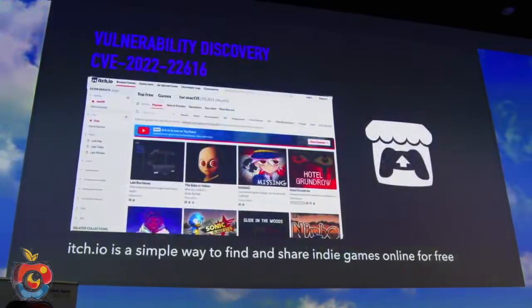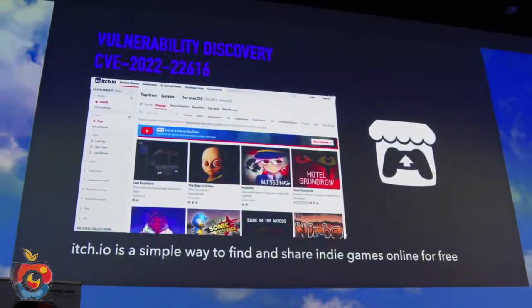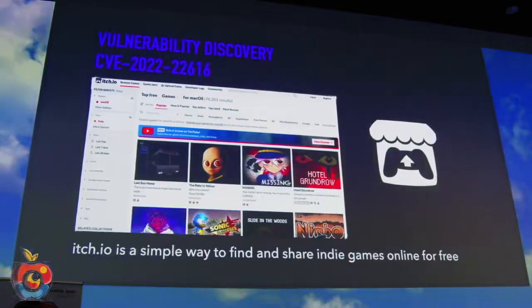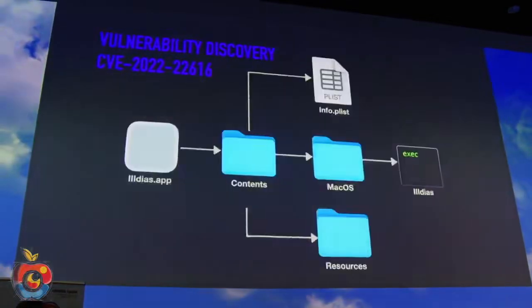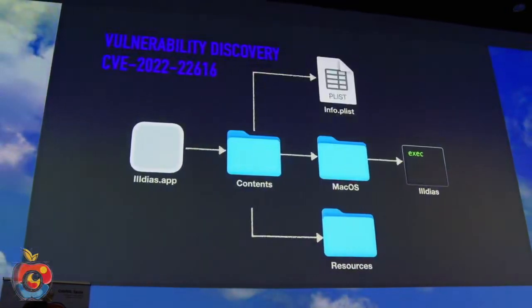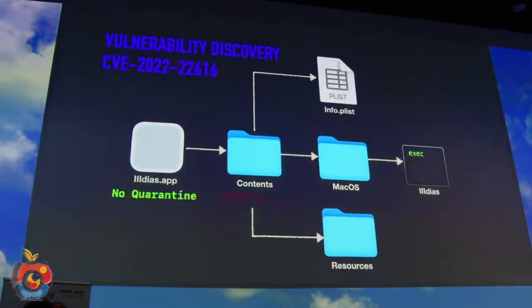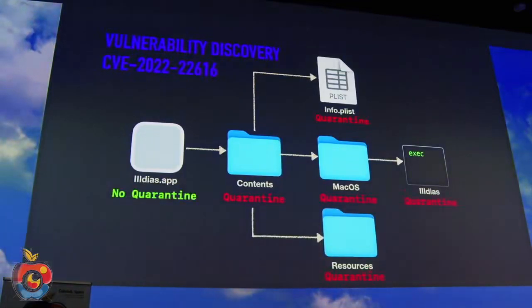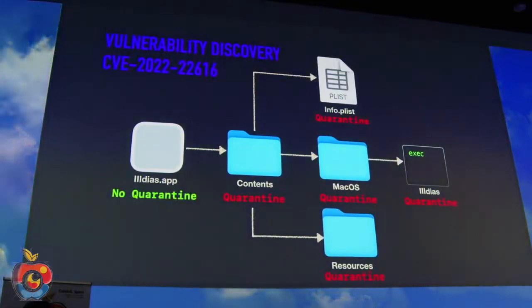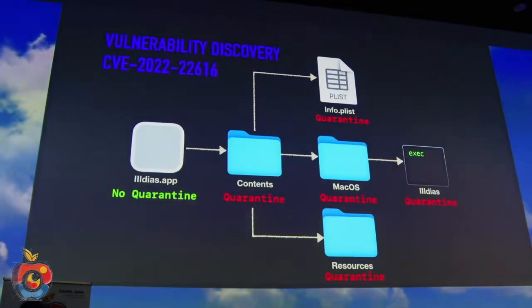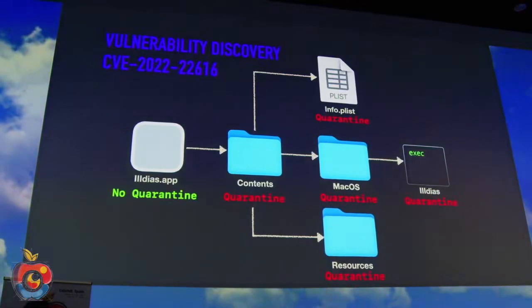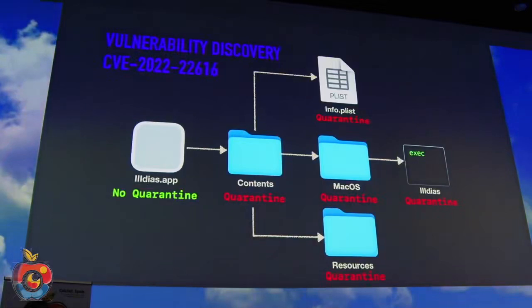So this brings us to itch.io, a website where indie games can be downloaded and managed by indie game developers. We noticed that when we downloaded some games from the website, the application directory itself would not have the quarantine attribute on it. Most times, the other files in the app did, so you can see everything recursively here does have the quarantine attribute, but the app bundle itself, the directory itself, would not actually have it. And as it turns out, this is all Gatekeeper actually cares about when launching an application.